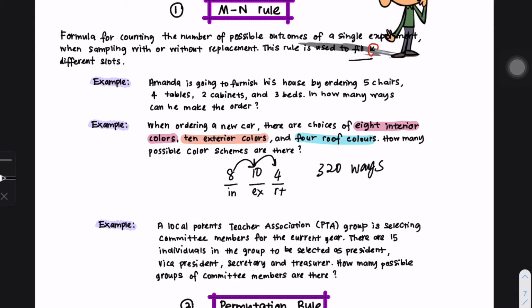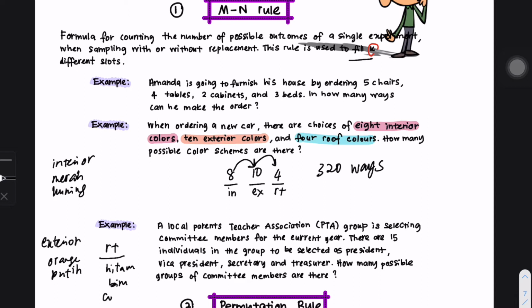Apa maksud 320 ways ni, guys? Okay, maksud dia adalah combination of colour. Katakanlah interior colour ni, kita ada warna merah dan kuning. Okay, kita bagi example yang mudah lah. Ada 2 je interior colour. Exterior colour kita ada 2 juga, orange dan putih contoh. Dan rooftop kita ada 3 colour pilihan, hitam, biru dan coklat.